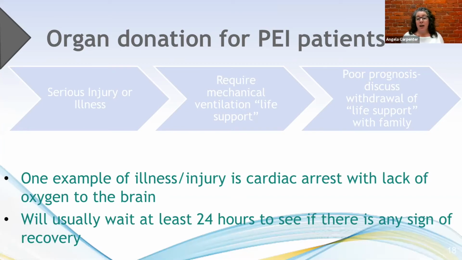And they'll usually wait at least 24 hours to see if there's any sign of recovery in this person. So they've waited the 24 hours, and it's a poor prognosis. So they'll do a discussion with the family about withdrawal of life-sustaining measures or life support. They'll talk to the family about this. And sometimes the family will say, let's wait another day or 2 days, or they might agree that their loved one probably won't recover, but they're waiting for family to come home or whatever.